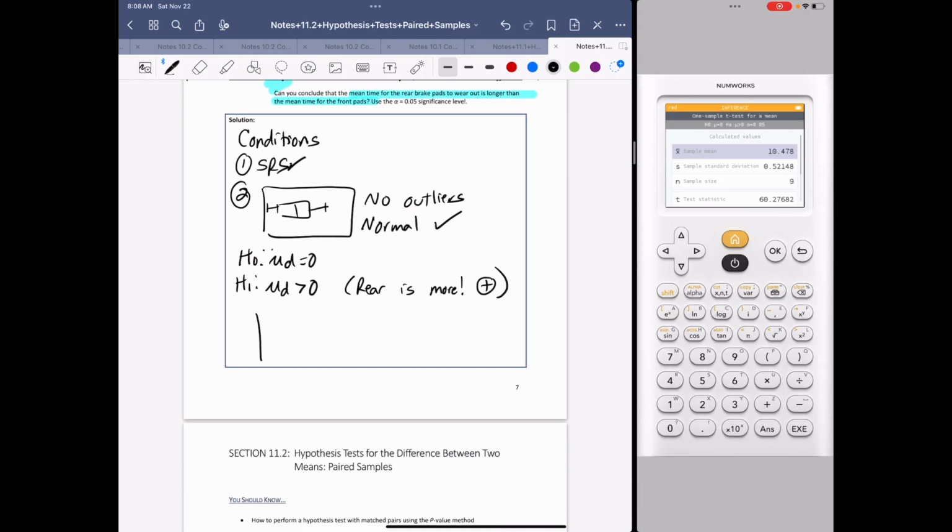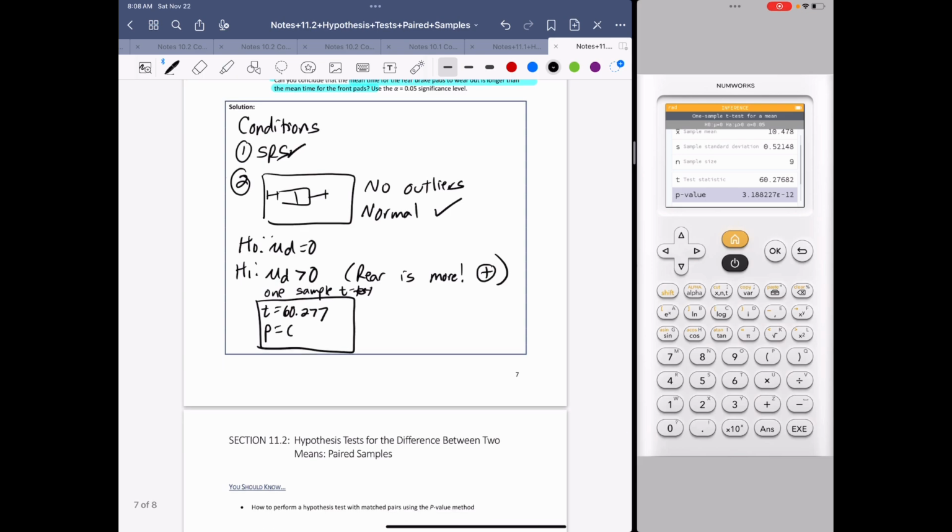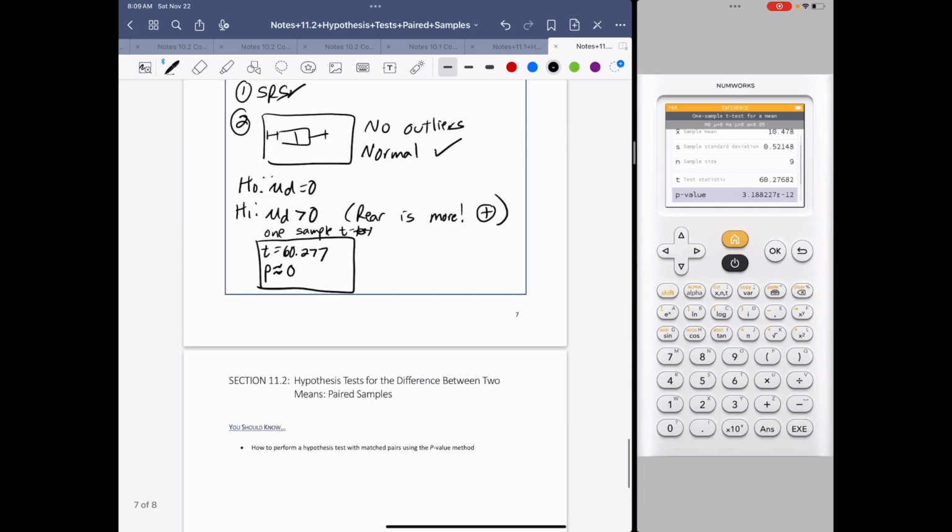All right, so here is my answer. I did a 1 sample t-test. My t is 60.277. And my p-value is very small. E negative 12, you'd have to move the decimal 12 places. You'd have to add 11 zeros. So here's what I'm going to say for P. You could say it equals 0. I don't like to say it's exactly equal to 0, so I'm going to say it's approximately 0. But if you said equal, it would be fine. P-value is very low. H0 is going to go.